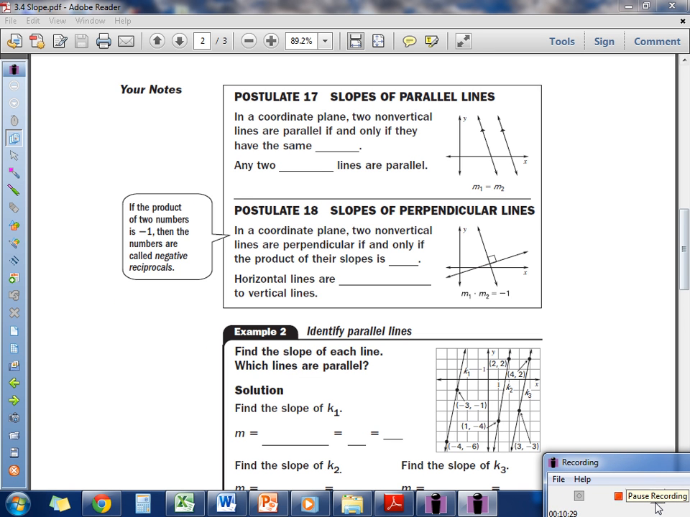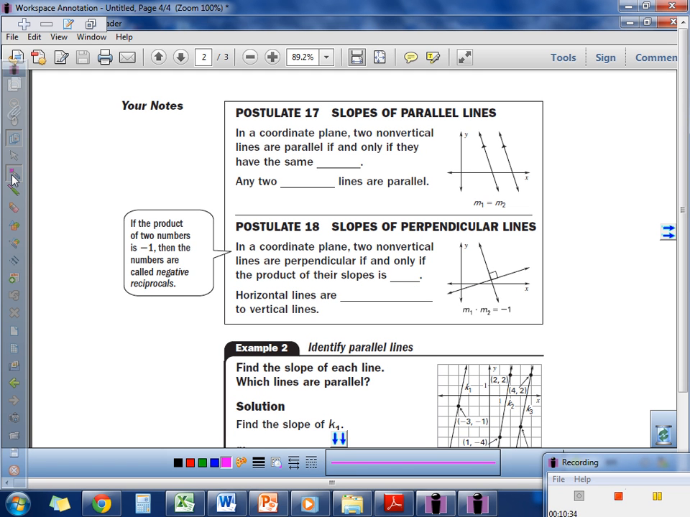This next part's kind of interesting. This is where we're talking about a little bit of geometry now, talking about slopes of parallel lines. You should remember that the slopes of parallel lines have the same slope. The slopes of parallel lines are the same. Always.